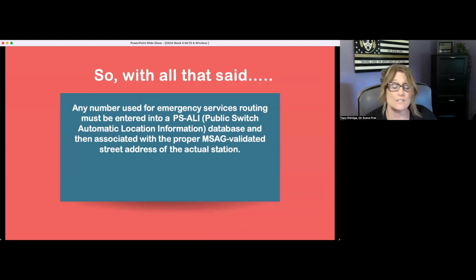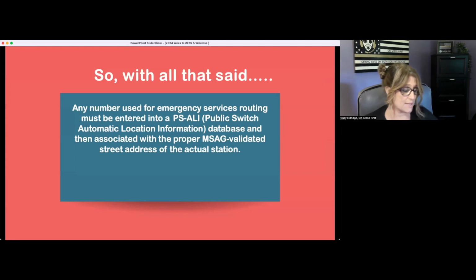And again, just to break it all down, any number used for emergency service routing must be entered into a PS-ALI, private switch automatic location information database, and then associated with the proper MSAG-validated street address of the actual station. This is the responsibility of the phone service provider.